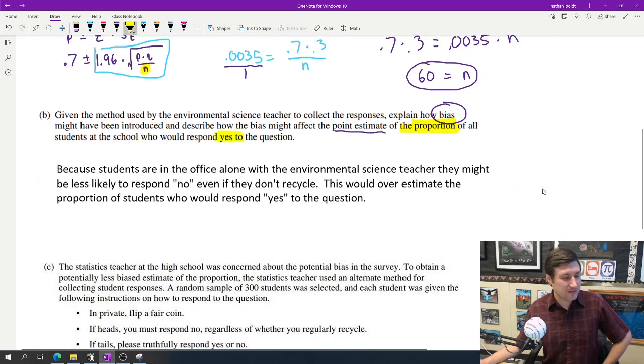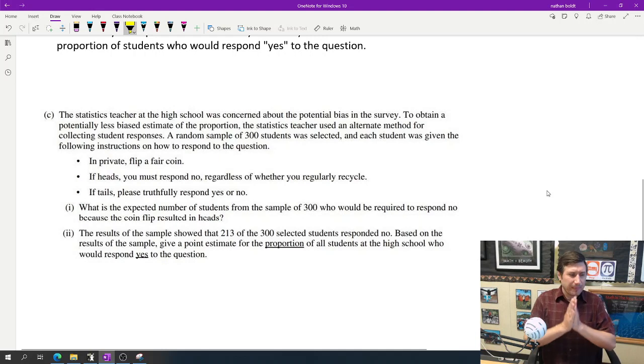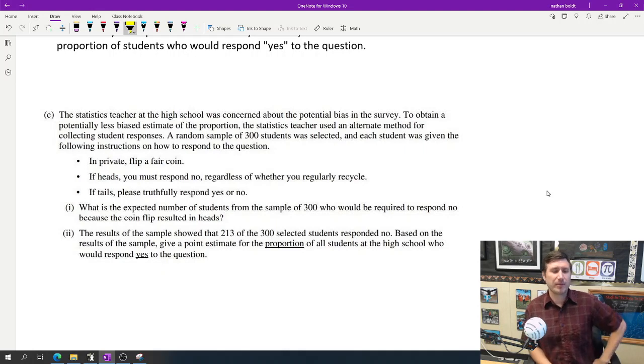All right, part C. Ooh, that looks long. Let's do some reading. The statistics teacher at the high school was concerned about the potential bias in the survey. Good for them. To obtain a potentially less biased estimate of the proportion, the stats teacher used an alternate method for collecting student responses. A random sample of 300 students was selected, and each student was given the following instructions on how to respond to the question.